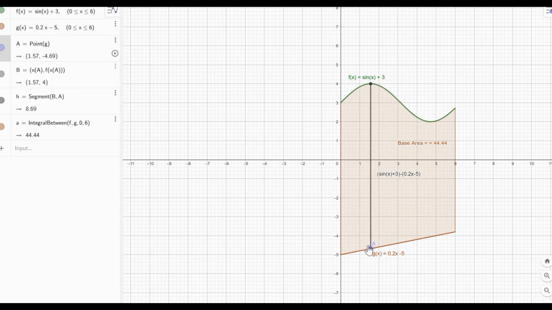And so you get a volume of a little prism which has width of delta x and a base and height of sine of x plus 3 minus parentheses 0.2x minus 5. If we distribute the minus, that's sine x plus 3, minus 0.2x, and negative 5 is plus 5. And so we get 8 there.